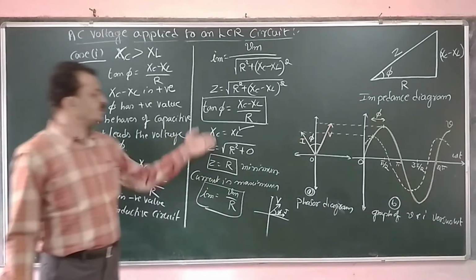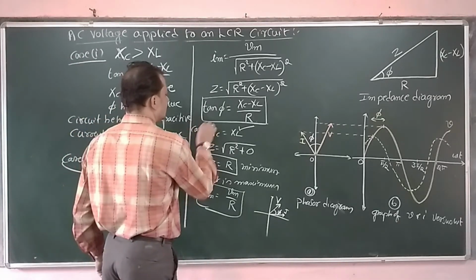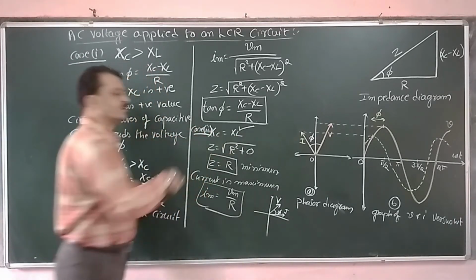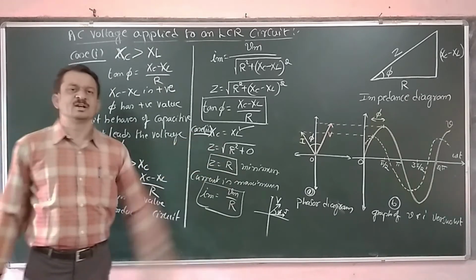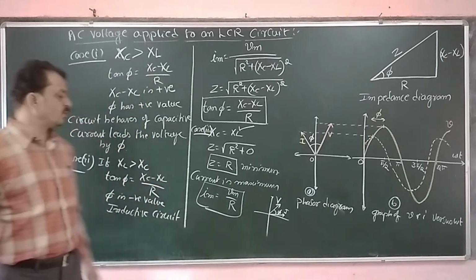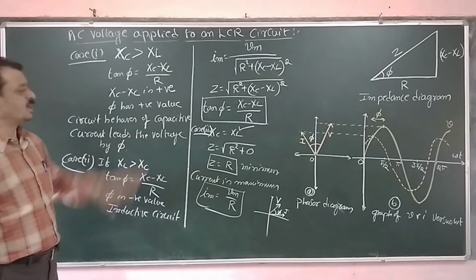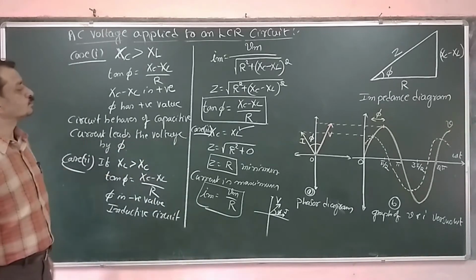And the third case, obviously we have studied here, case 3. That is a very important one that we will study later onwards in detail. We will get a maximum amount of current, and power dissipation is also maximum in the third case.